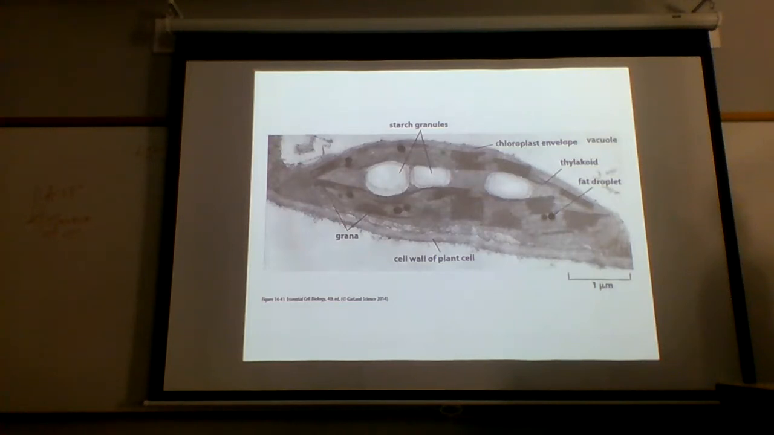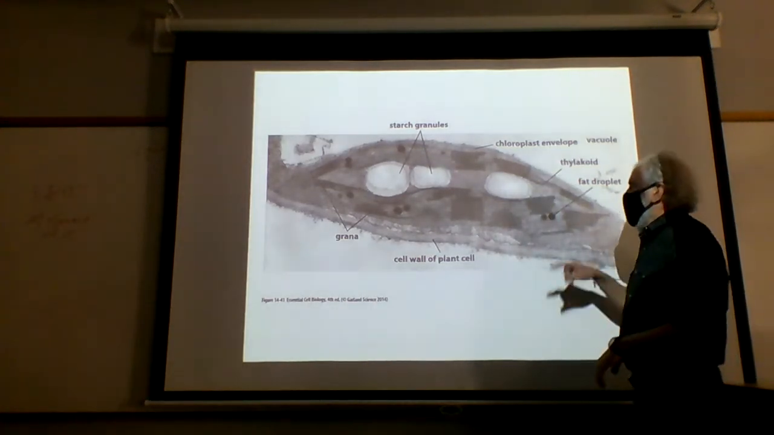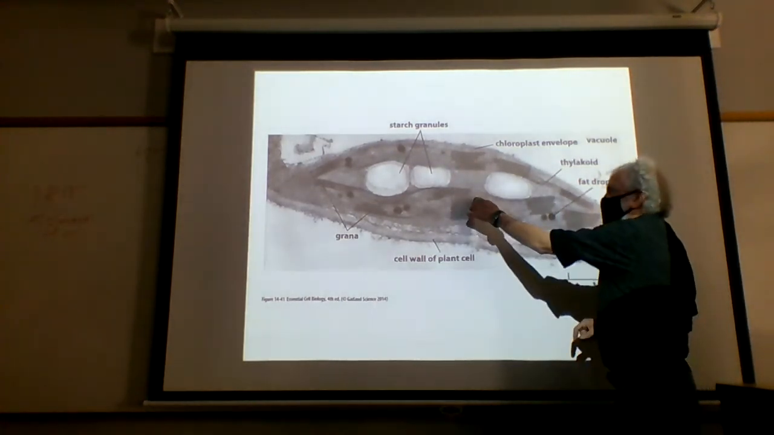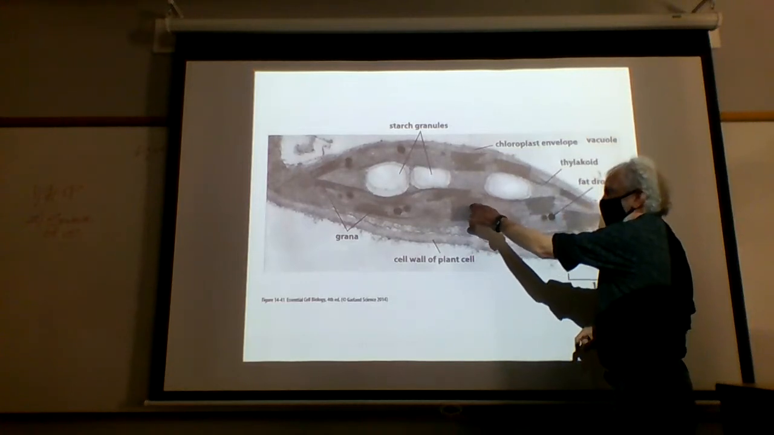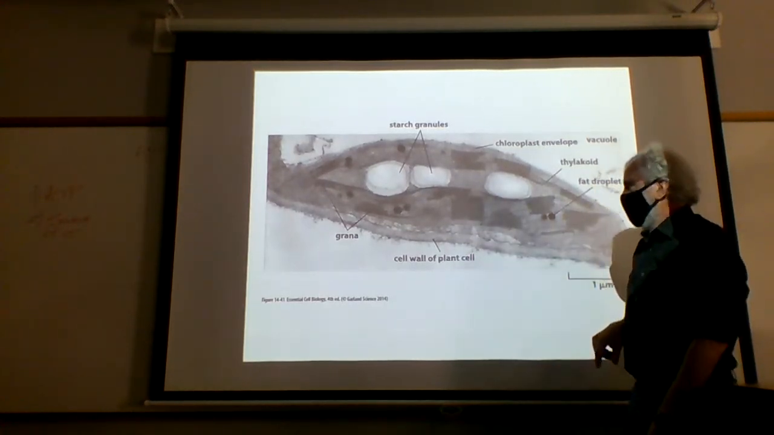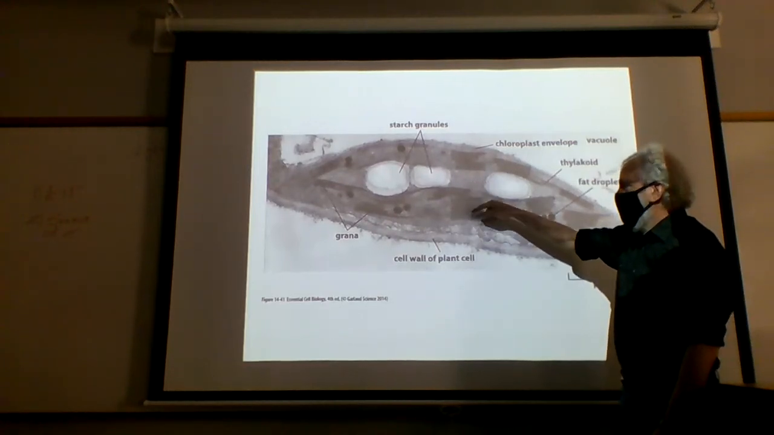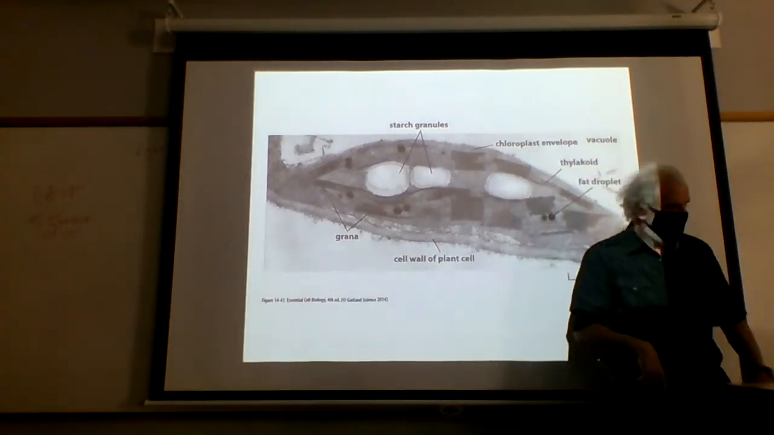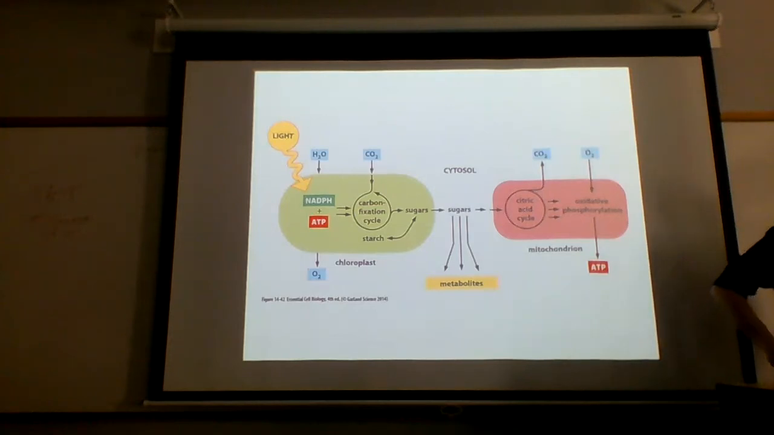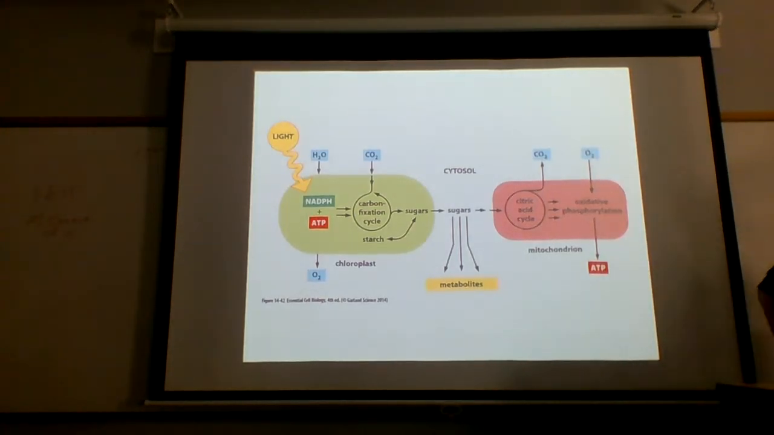And here is an electron micrograph of a chloroplast. So in this case, the protons are accumulating in the thylakoid stacks in the grana, and that's where the lower pH is, and so the protons are moving from here out. And last but not least, we've got the flow of metabolites from the mitochondria to the chloroplast.